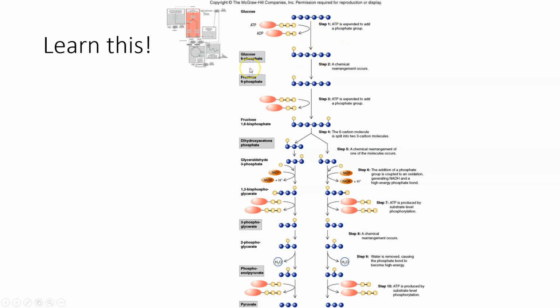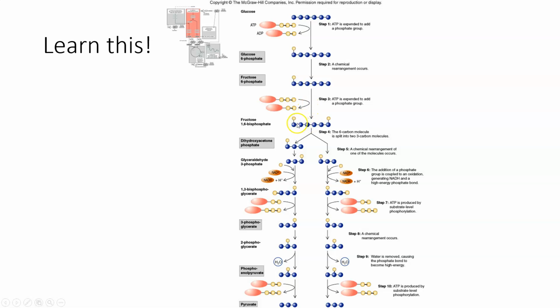Something from chemistry that I'm hoping you remember is the number tells you which carbon the phosphate is on. So honestly, this molecule should be flipped, but whatever. This phosphate is on the 6th carbon, which is what makes it glucose 6-phosphate. Then remember that fructose is just an isomer of glucose, so we do a chemical rearrangement and this becomes fructose 6-phosphate. From there, we spend another ATP to phosphorylate the fructose 6-phosphate to make it fructose 1,6-bisphosphate.